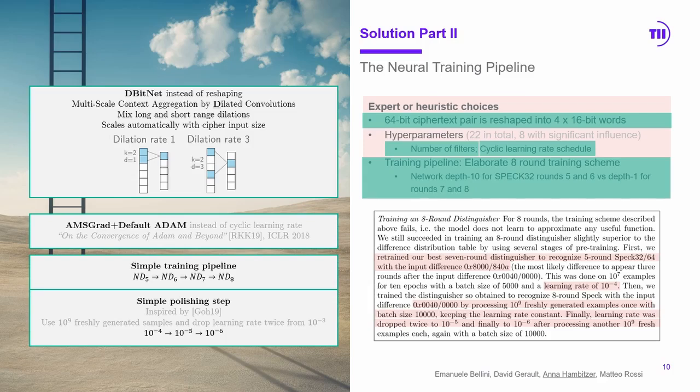And then we resolved to use only a very simple training pipeline where we take the best distinguisher of round 5, for example, apply it, retrain it on the round 6 data and so on until we no longer detect any signal above random. We took over Gohr's simple polishing step. So he retrains with 3 different learning rates with a higher number of samples, and that should generalize well to all ciphers.